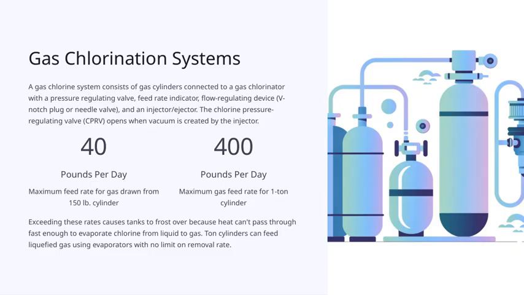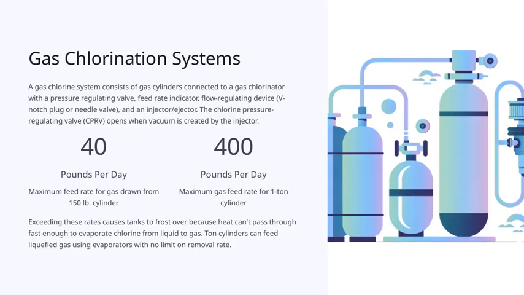A typical setup involves gas cylinders that are connected to a gas chlorinator. The system includes a pressure-regulating valve to control the chlorine pressure, a feed rate indicator to monitor the amount of chlorine being fed, a flow-regulating device, such as a V-notch plug or needle valve, and an injector or ejector that helps draw the gas into the system.